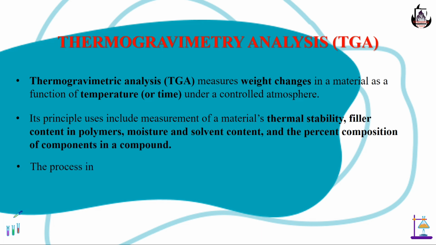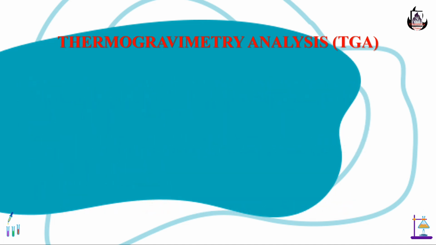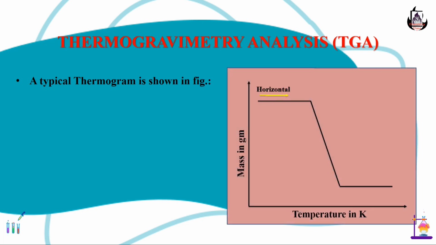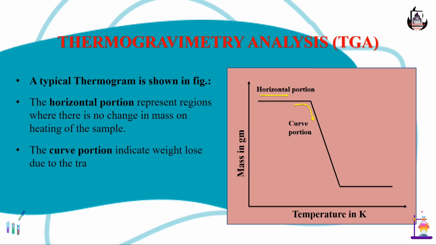The process involved in TGA is that when we introduce any material as a reactant, it will convert to product and evolution of gas happens. A typical thermogram is shown in the figure. The horizontal portion represents the region where there is no change in mass on heating of the sample, and the curved portion indicates weight loss due to the transformation of the sample or occurrence of a chemical reaction.